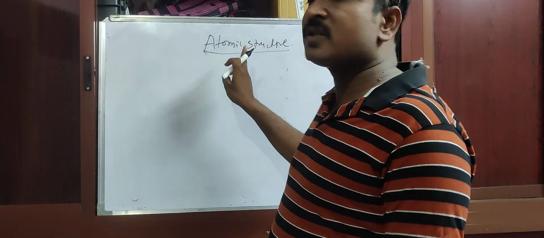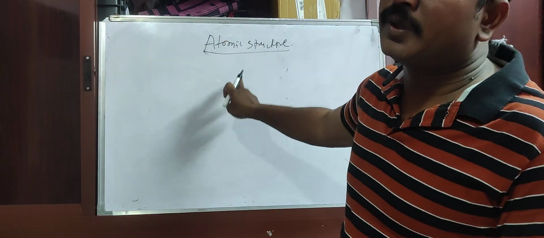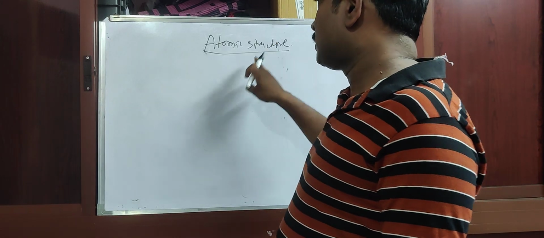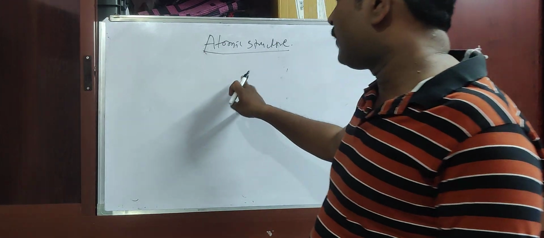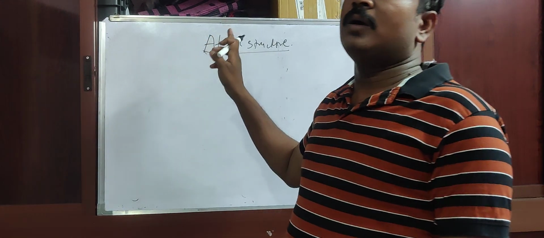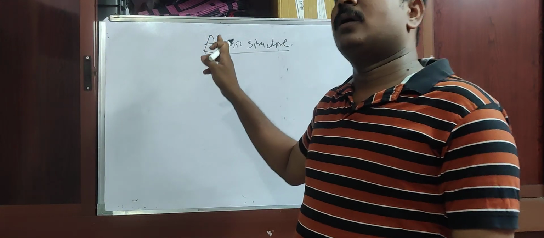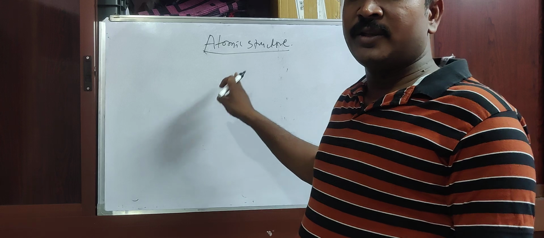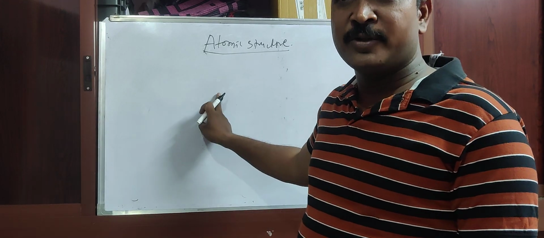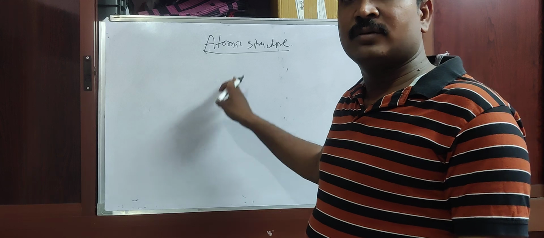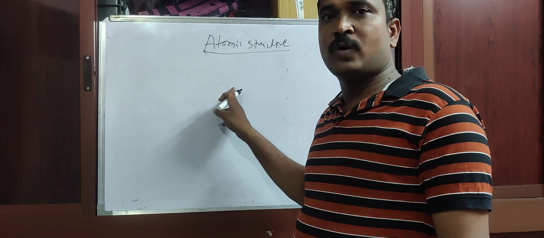After that, we have to discuss the proton. After that, the neutron. Next, Rutherford's atomic model, that is the alpha particle scattering experiment. Next, Bohr's atomic theory. After that, we have to discuss the Heisenberg uncertainty principle, the photoelectric effect, and Planck's quantum theory.